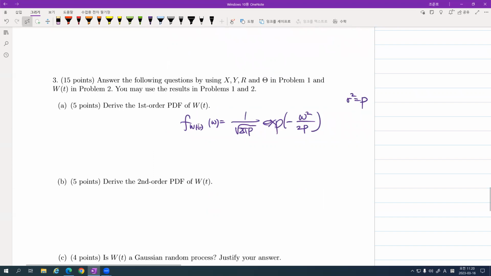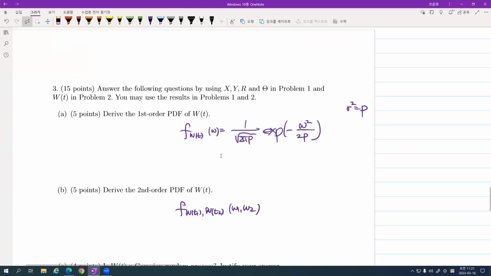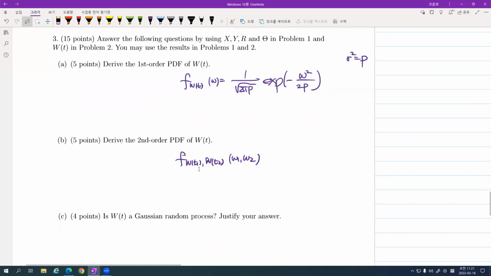And second order PDF. So we want to sample at some t1 and t2, and we want to find the joint PDF of two random variables, W of t1 and W of t2. So what can we do? There are many ways to solve this problem, and one of the ideas is like this. So W of t1 is what? Real part of x plus jy times e to the j 2 pi f0 t1. And W of t2 is what? You have the same factor.